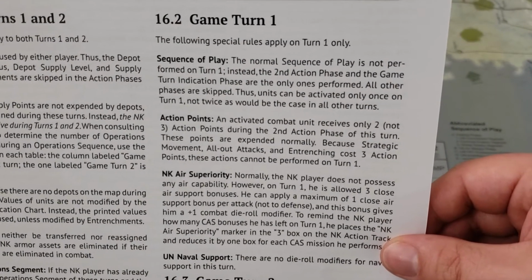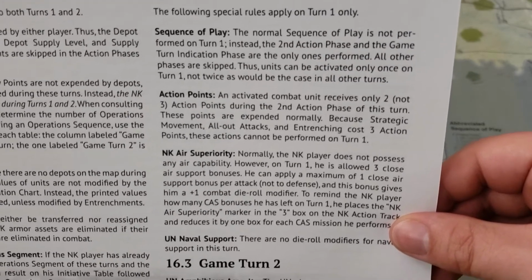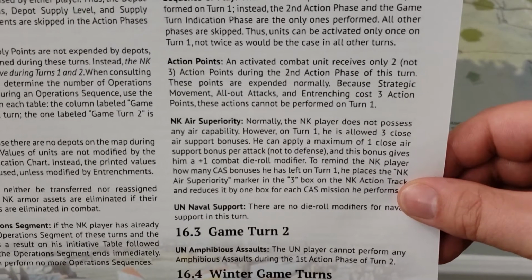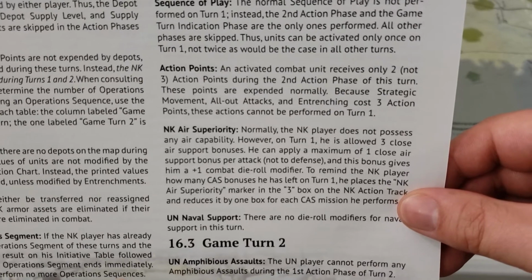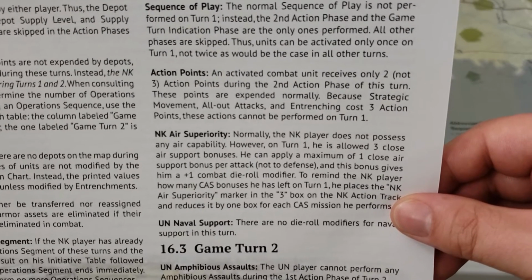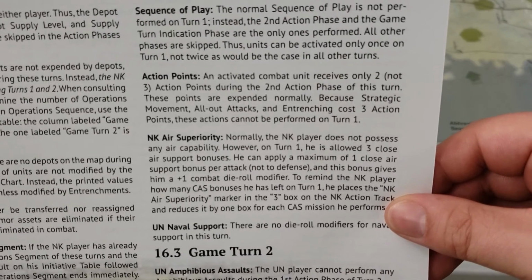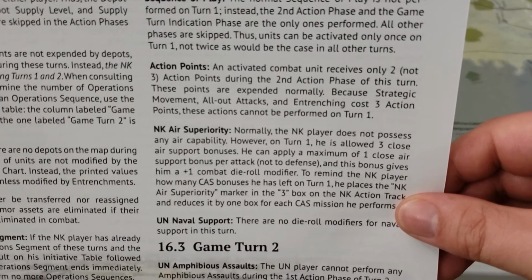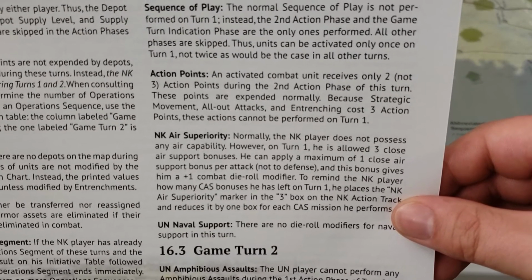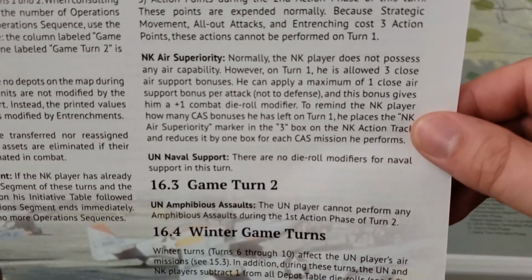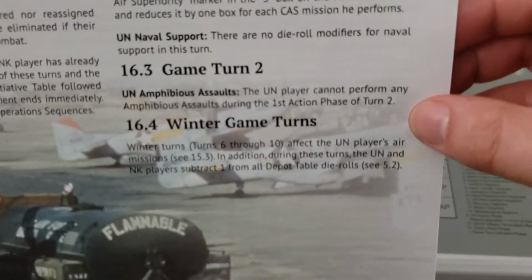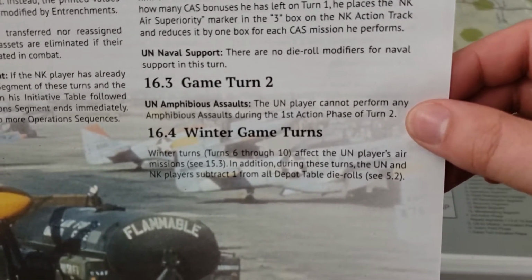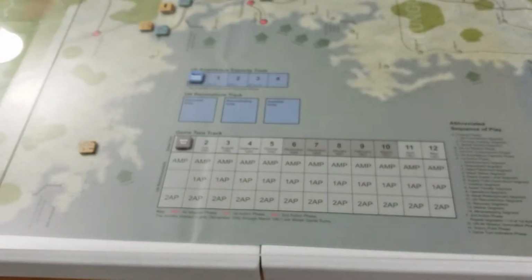Trying to see, there's all, yeah, there you go. An activated combat unit receives only 2, not 3 action points. Because of this, there's no strategic movement, no all-out attacks, where in this game attacking is a function of movement, so it means there's some limited movement feasible, no all-out attacks, and no entrenching because they all cost all the action points of a unit. We already talked about the air superiority, no naval support. And I guess, okay, so the UN can't do any amphibious assaults during turn 2. And there's stuff about winter game turns. Not much to worry about there.